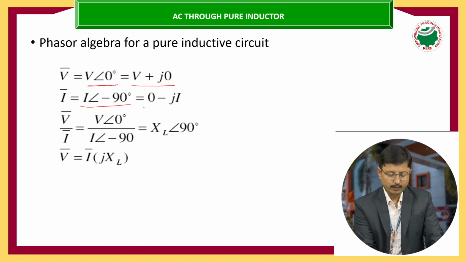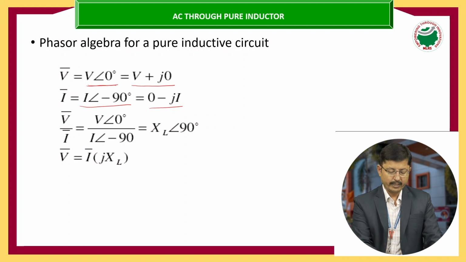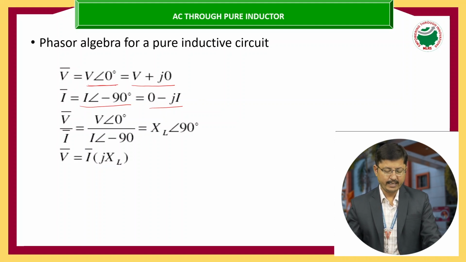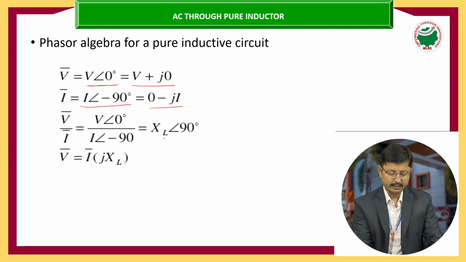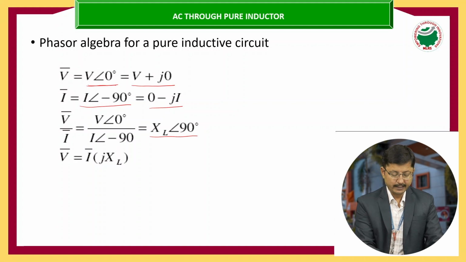So we can convert this polar form into rectangular form. We are getting 0 minus jI. So if we take the ratio, that is the V by I ratio, then we get the XL. So XL is nothing but XL at an angle of 90 degrees. So finally we can express that V equals I into jXL.